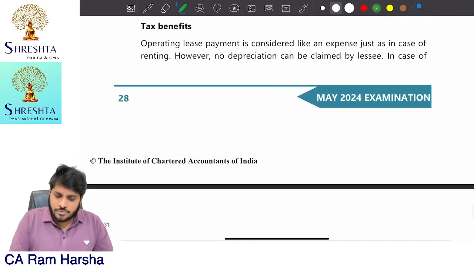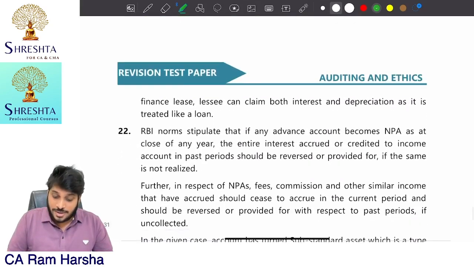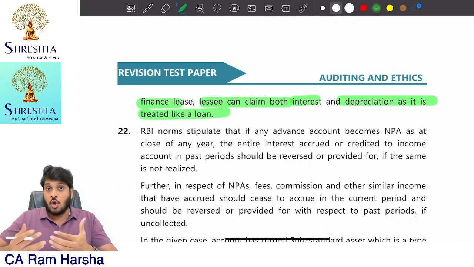From a tax point of view, an operating lease is considered like an expense. However, no depreciation can be claimed. Whereas in the case of a finance lease, the lessee can claim both interest and depreciation as it is treated as a loan.